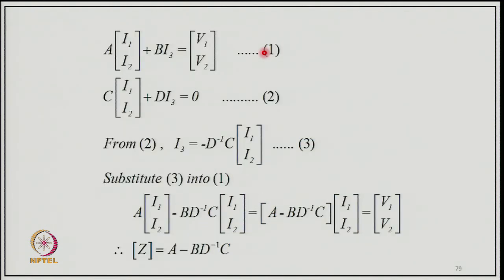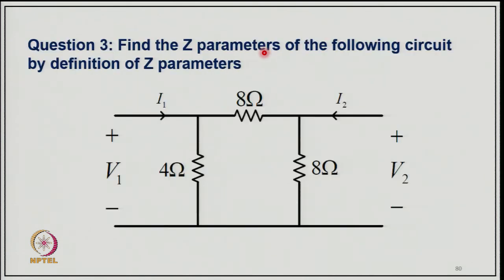So we can say A times (I1, I2) plus B times I3 equals (V1, V2), and C times (I1, I2) plus D times I3 equals 0. So I3 is minus D inverse C times (I1, I2), and from the first equation, A (I1, I2) minus B D inverse C (I1, I2), or in brackets A minus B D inverse C times (I1, I2), equals (V1, V2). So the Z parameters are A minus B D inverse C.